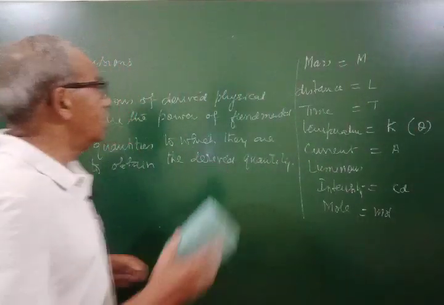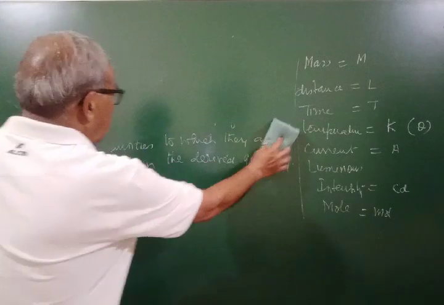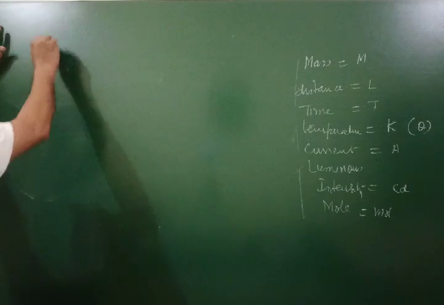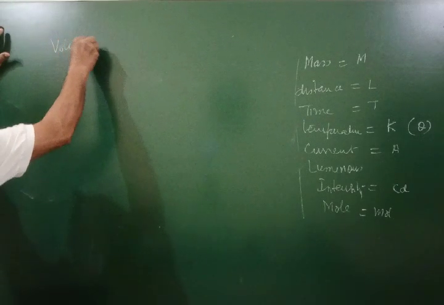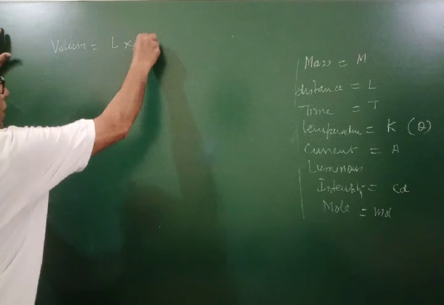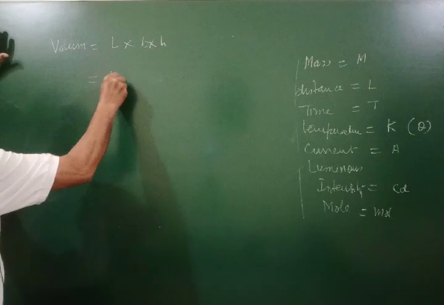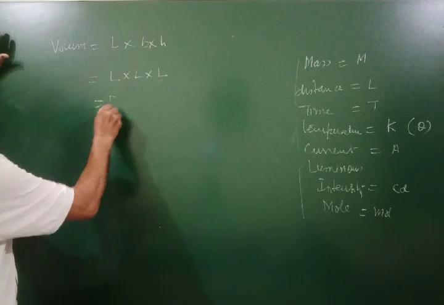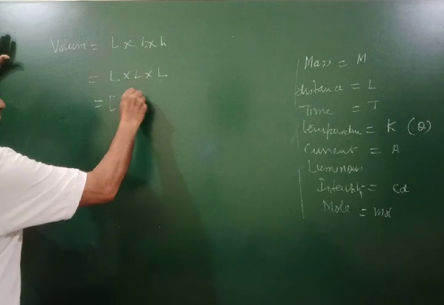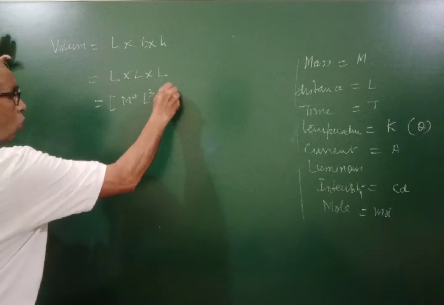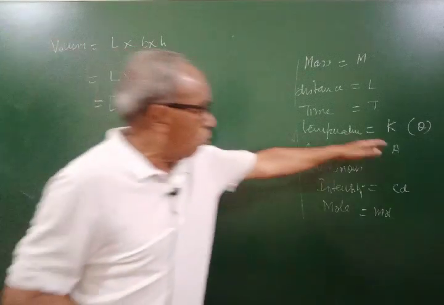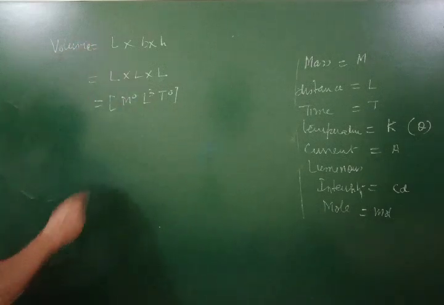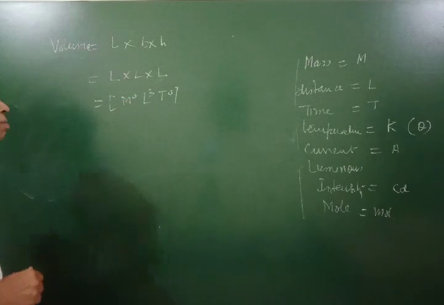So for example, the volume of a cuboid. It is length into breadth into height, and all of these are distances, so we write L, L, and L. So we write here M0, L3, T0. We don't write all the other quantities here because in mechanics these are not used. So 0 means mass is not there.